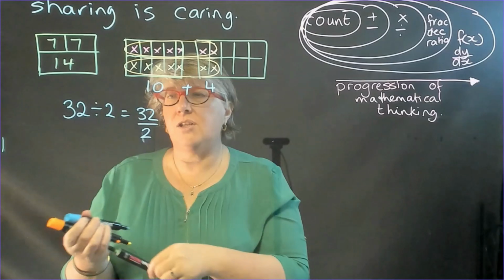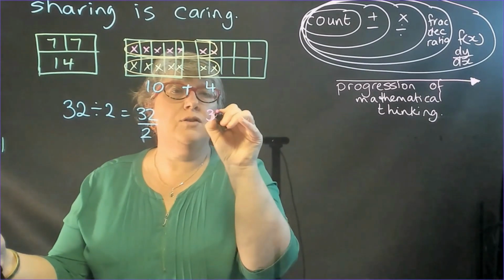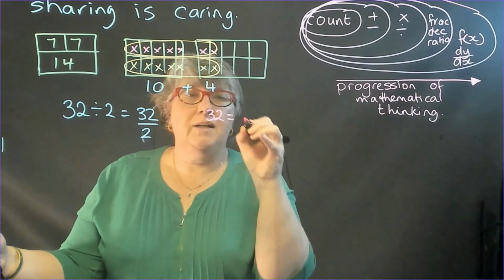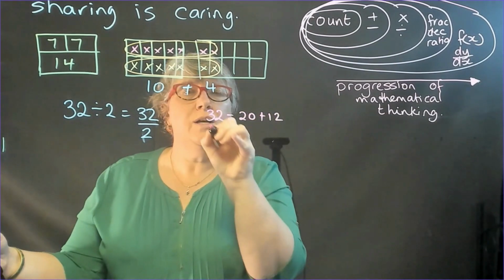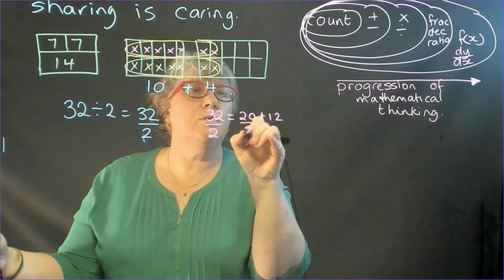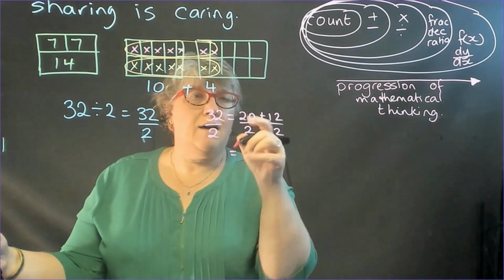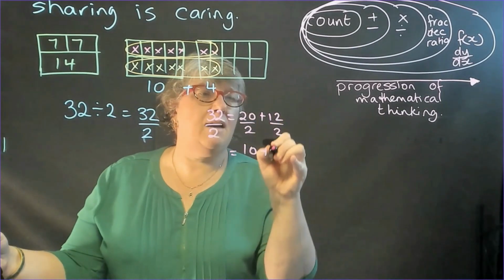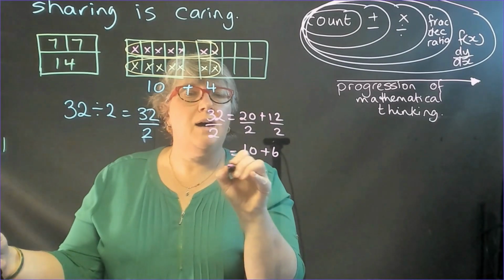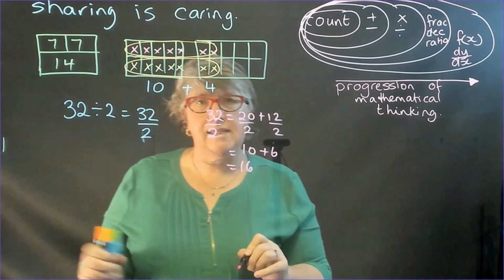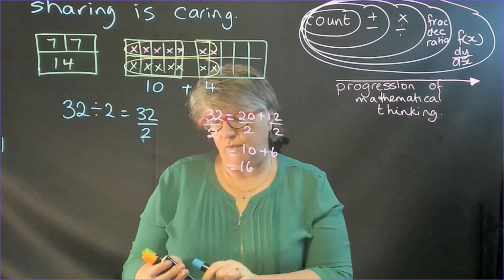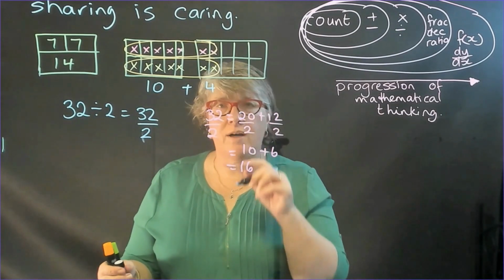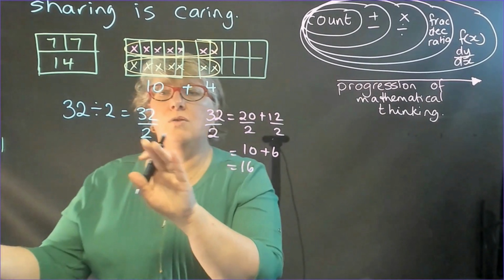So I'm going to suggest that perhaps you think of 32, what's friendly to you? You may say, well, it's 20 plus 12. So when I divide that into 2, what's a half of 20? 10. What's a half of 12? 6. So a half of 32 is 16. And it doesn't matter what number you've got, it's always a lovely strategy that you can use.